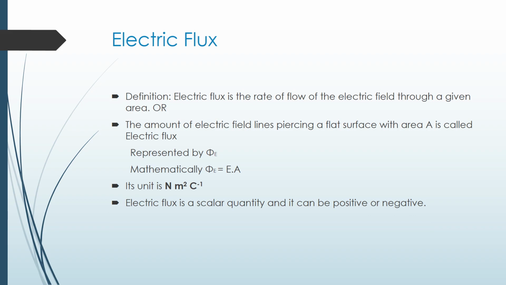flux will increase. Electric flux is basically represented by phi and mathematically it is equal to the product of electric field and area A. So either you increase electric field or area of a certain surface or certain plane, your electric flux will increase. Its unit is Newton meter square per coulomb. Now electric flux is basically a scalar quantity, which means it has no direction, only magnitude, and electric flux can be positive or negative.